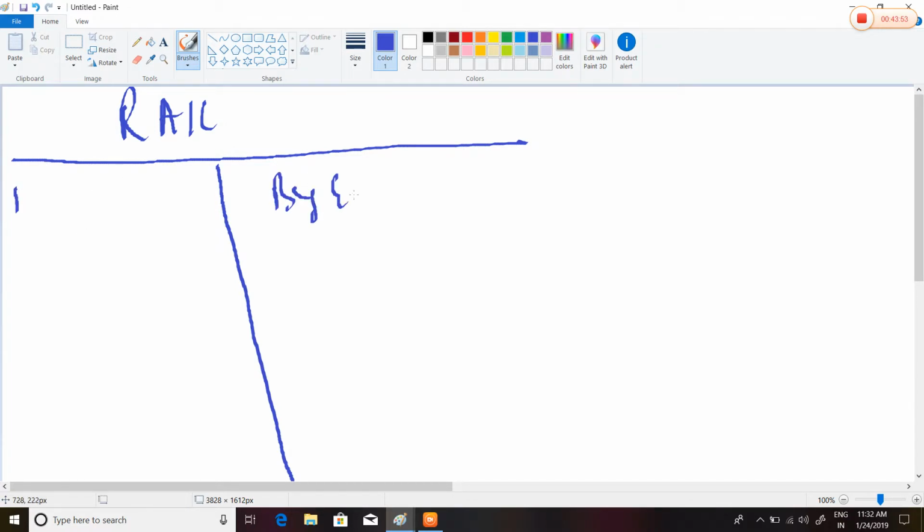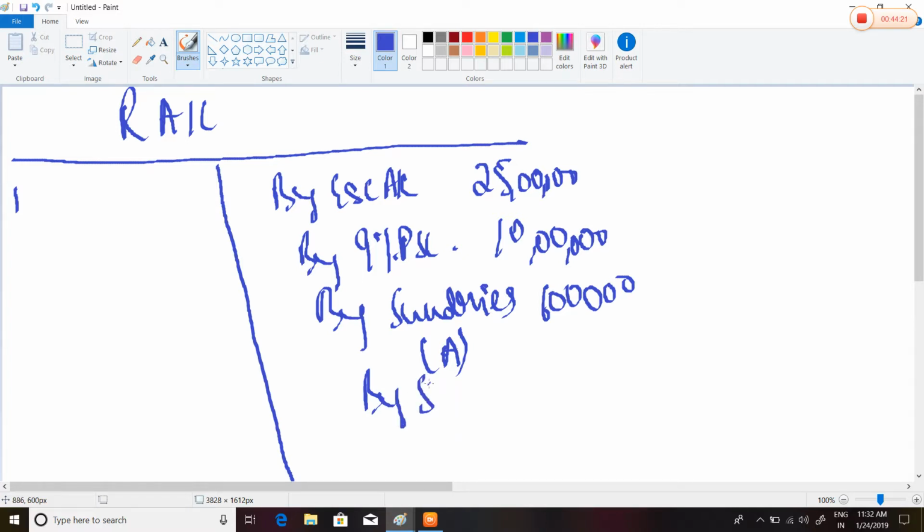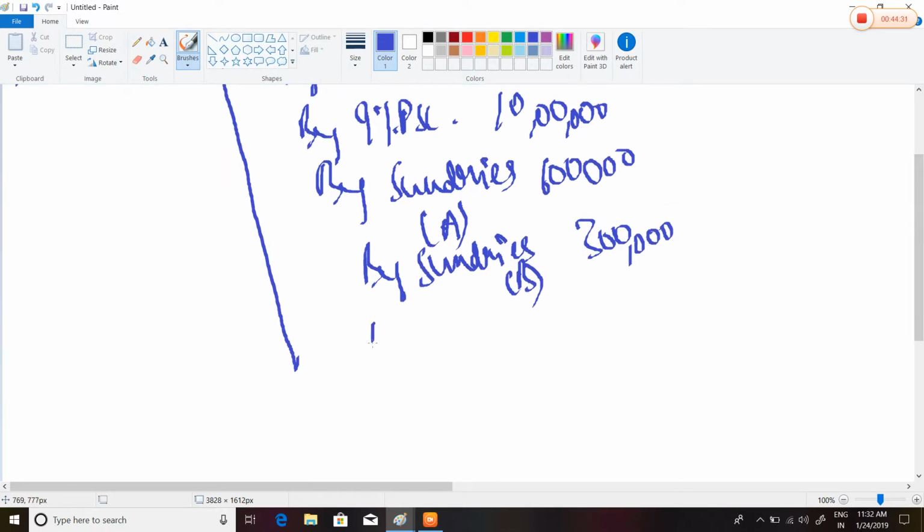By equity share capital account 25 lakhs, by 9% preference share capital 10 lakhs, by sundries, in bracket write Mr. A, that comes out to be 6 lakhs, by sundries B 3 lakhs, then by tax liability 20,000.